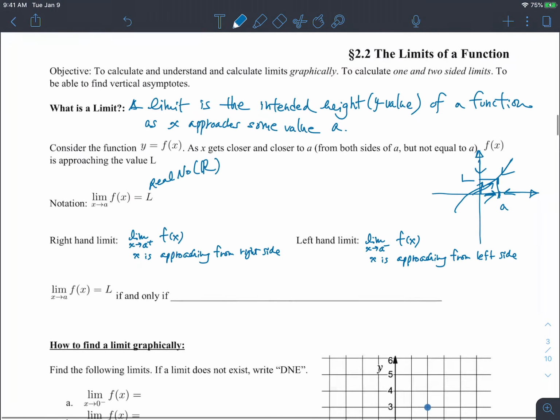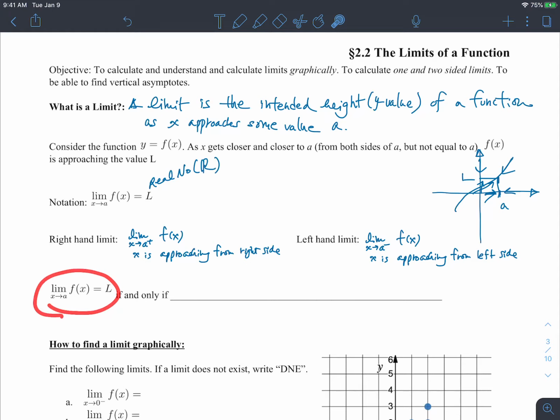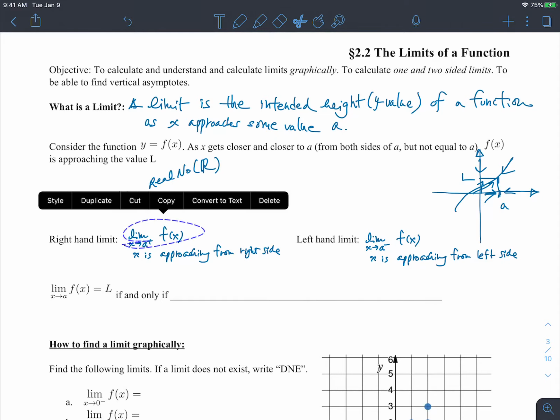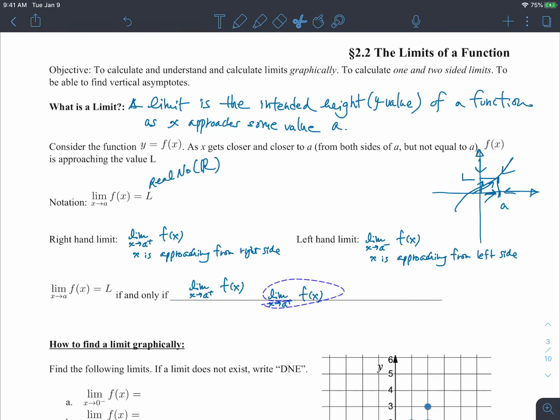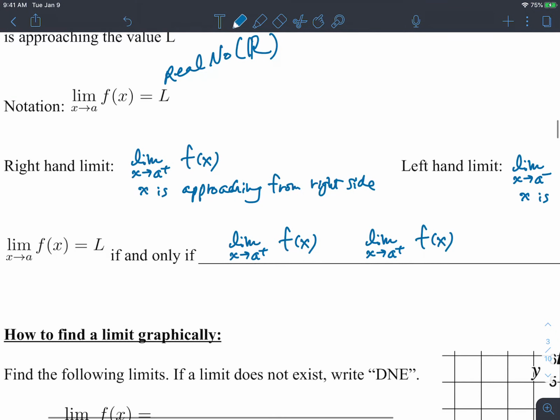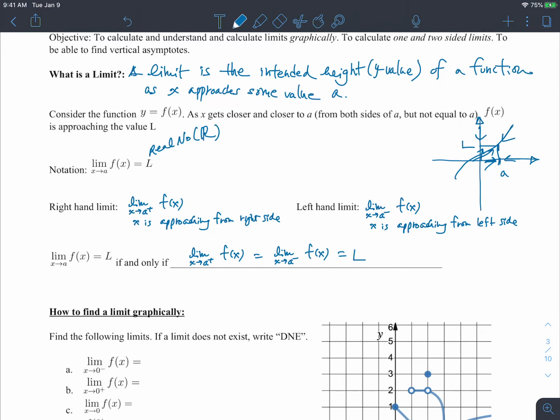So when we state this, the limit of f of x as x approaches a is equal to a value L, that is true if and only if both of these statements are true: coming from the right and from the left, both are equal to the same value L. So whenever you see this without any plus or minus sign, it means that the value is the same L, whether it comes from the right-hand side or the left-hand side.